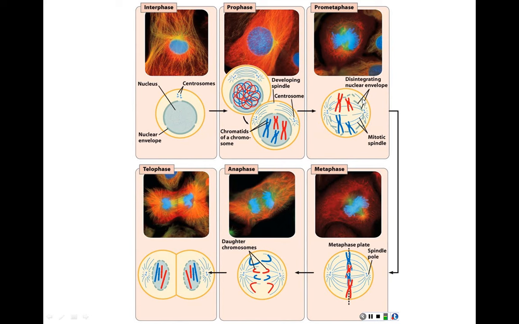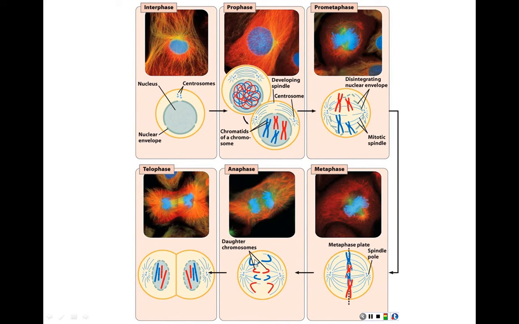Prometaphase is marked with the disintegration of the nuclear envelope. As we go into metaphase, the microtubules from the centrosomes hook on to the kinetochores of the chromosomes and align them in single file along the center of the cell, the metaphasic plate.